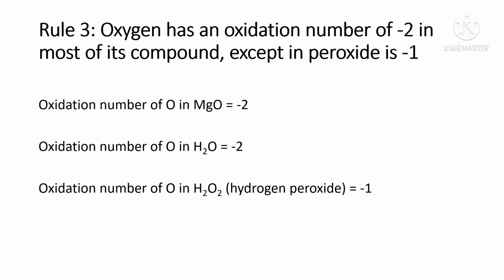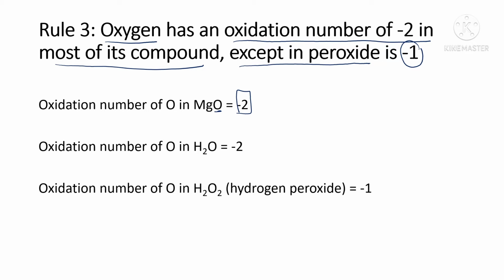Rule number 3 is for oxygen. Oxygen has the oxidation number of -2 in most compounds, except in peroxides, where the oxidation number is -1. For example, the oxidation number of oxygen in magnesium oxide is -2, and the oxidation number of oxygen in water is also -2. However, hydrogen peroxide is a peroxide, therefore the oxidation number of oxygen in hydrogen peroxide is equal to -1.